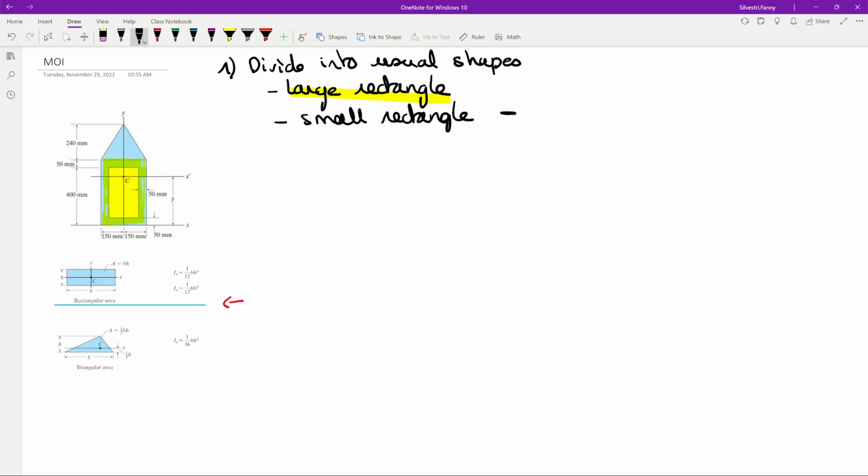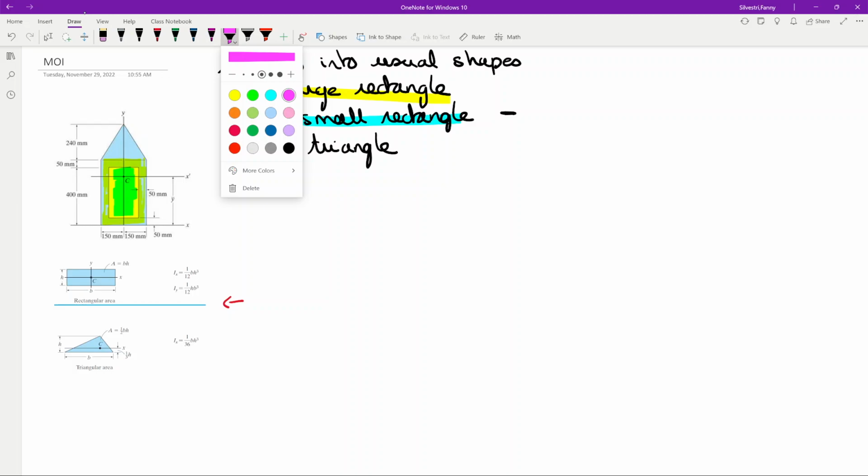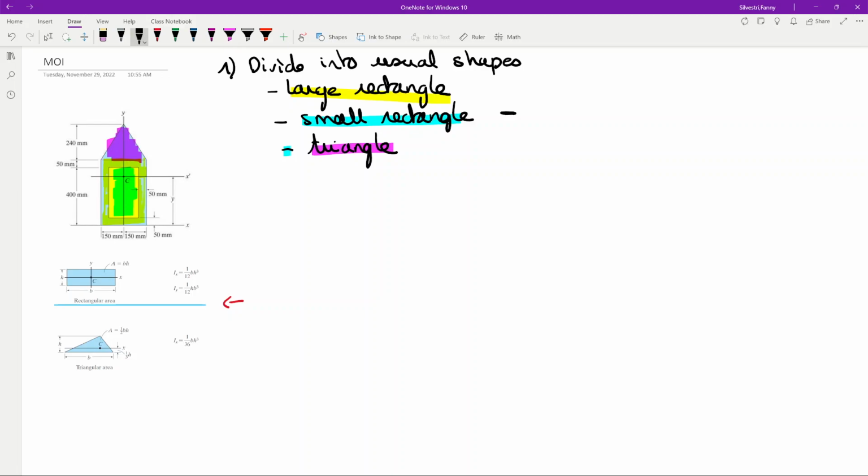Don't forget that it will be a minus because it's a hole. So this one is, let's make it in blue. Can we draw blue inside on top? That's the blue inside. And we will have a triangle on the top here. Green, pink, so we can see it well. So that will be the first step.